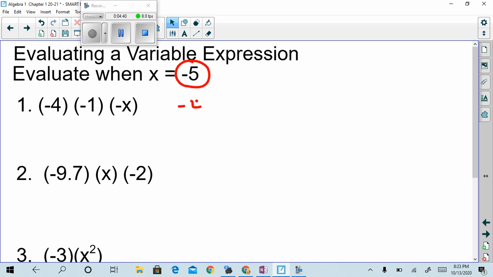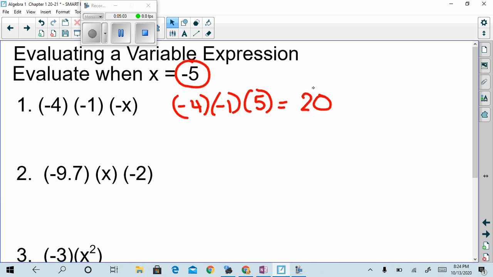So I'll have negative 4 times negative 1, and now this says negative x, which means the opposite of x. So if x is negative 5, the opposite of that would be a positive 5. I now have an even number of negative factors, so my answer is 20. I go on to my second one.